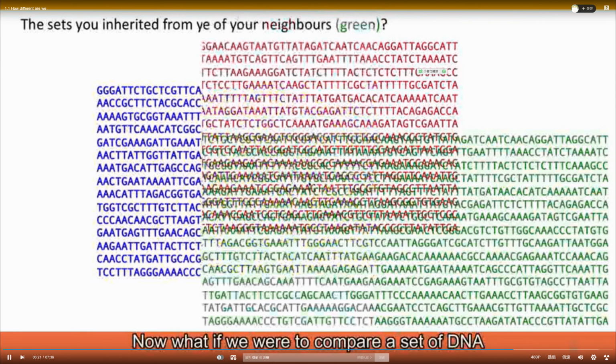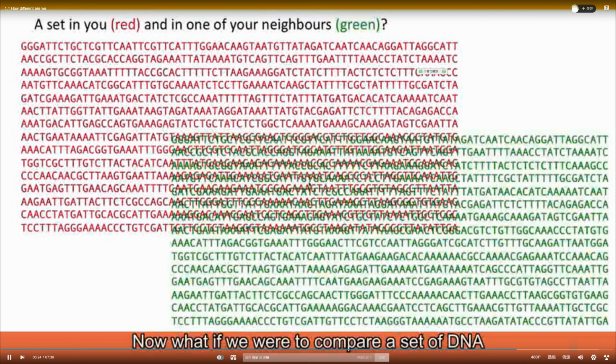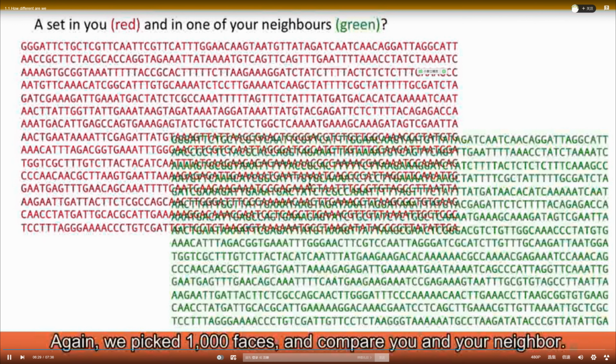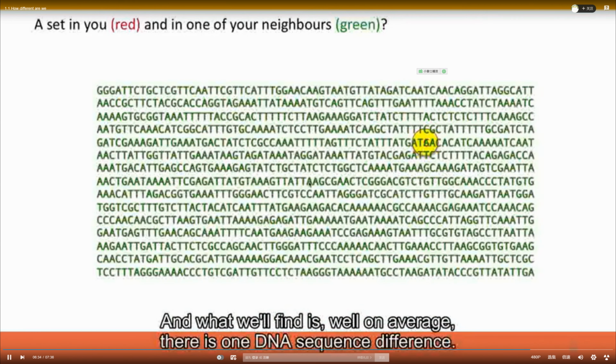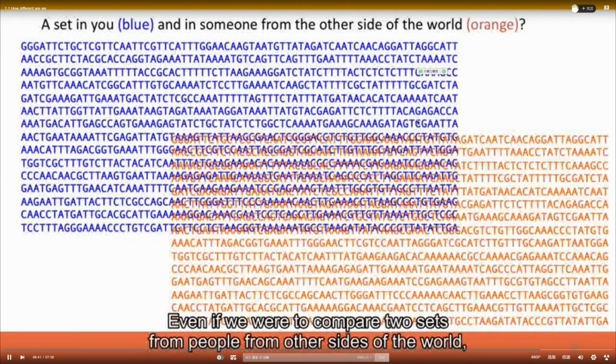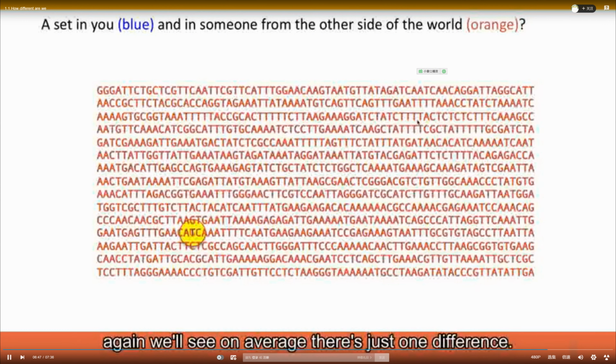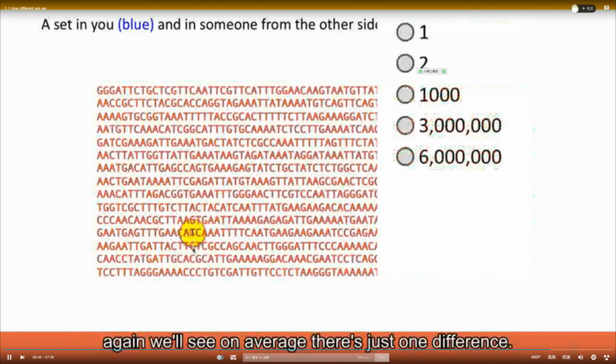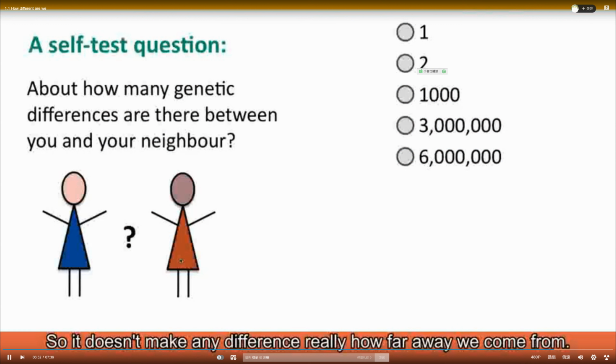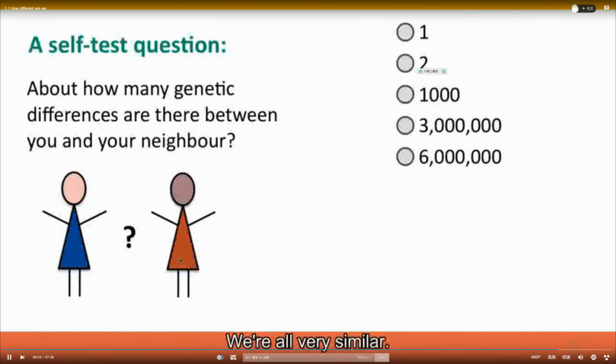Now, what if we were to compare a set of DNA from you and from one of your neighbors? Again, we pick 1,000 bases and compare you and your neighbor. And what we'll find is, well, on average, there's one DNA sequence difference. Even if we were to compare two sets from people from other sides of the world, again, we'll see on average there's just one difference. So it doesn't make any difference really how far away we come from. We're all very similar. But as I said, there's two perspectives.